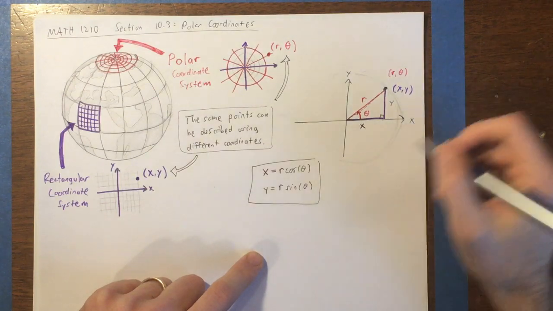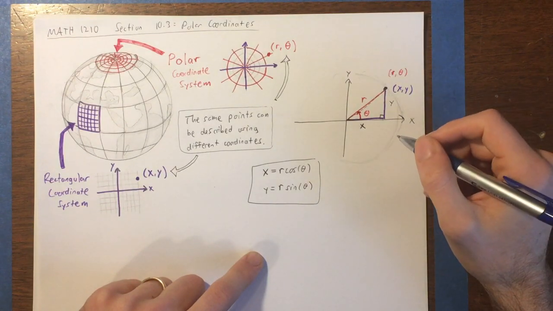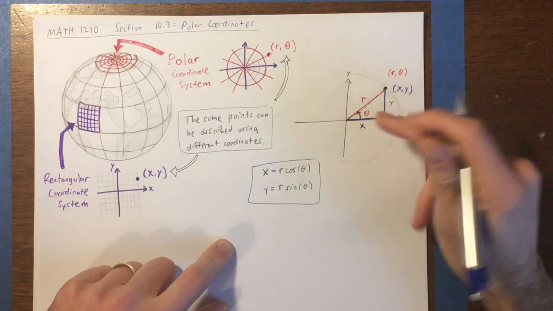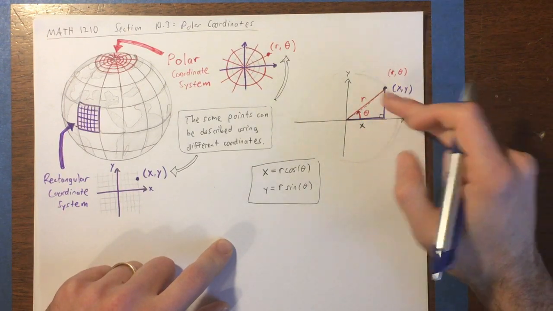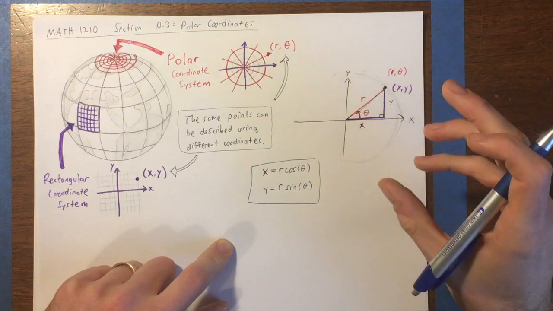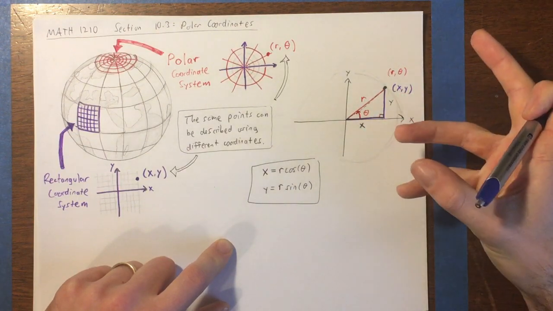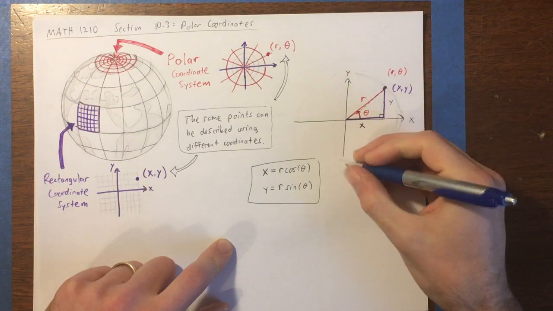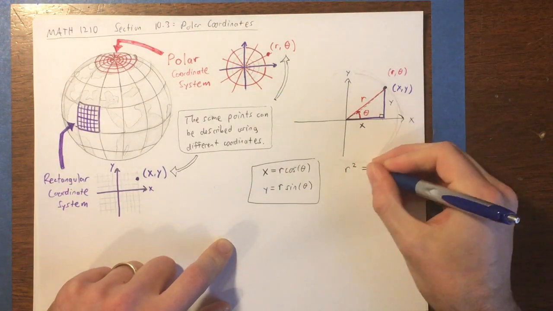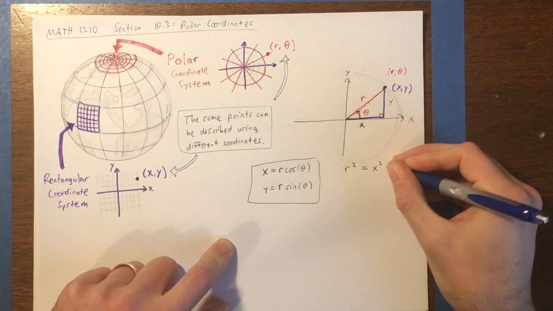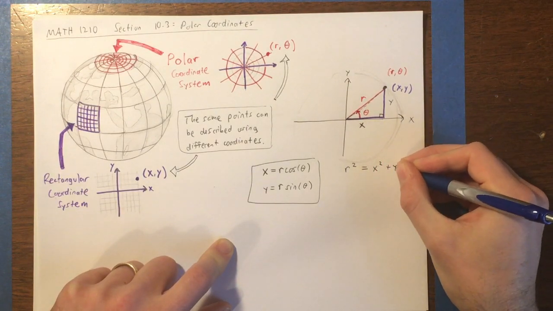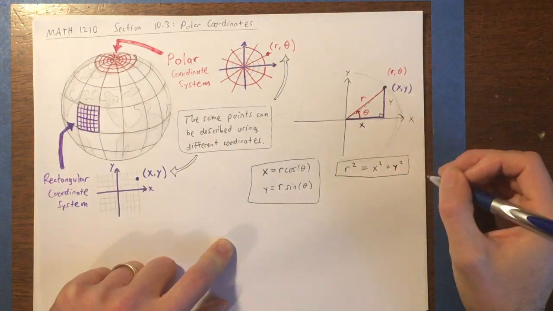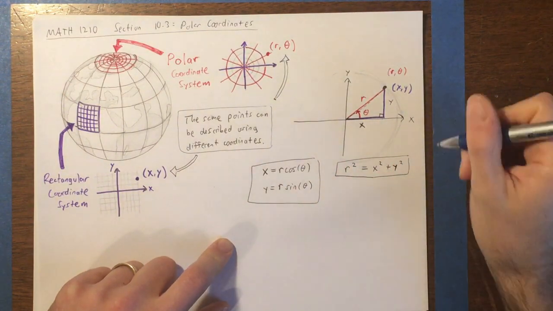So that gives us some important relationships, but there are a few others we can get as well. Since these three numbers are like the side lengths of a right triangle, they should also abide by the Pythagorean theorem. So one other formula we can use is r squared is the same as x squared plus y squared. And even if x and y are negative, that is still going to work because we're squaring everything, so it doesn't matter.